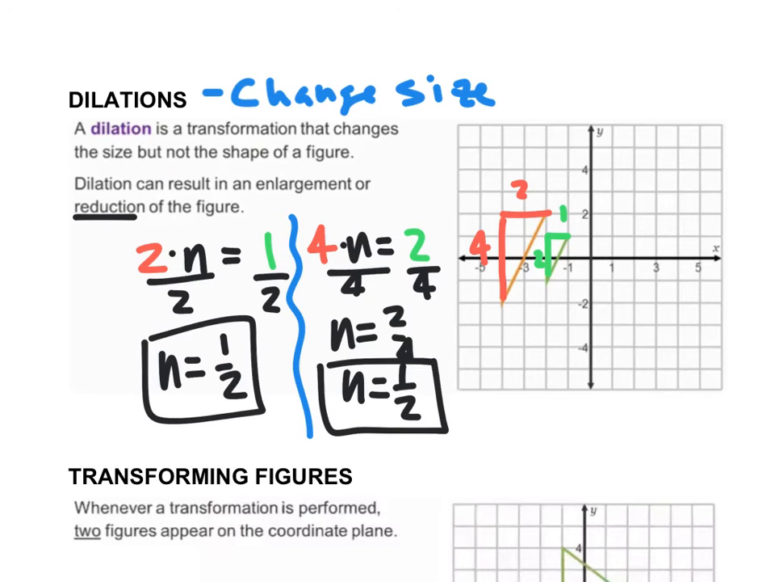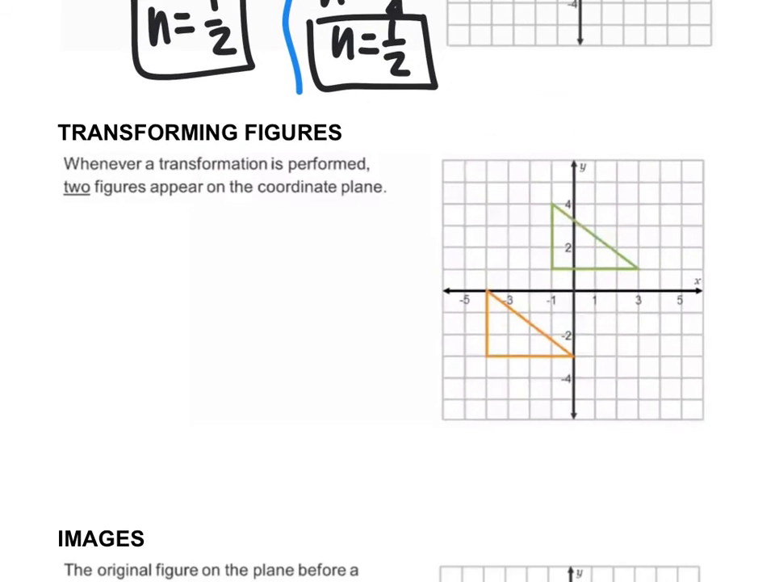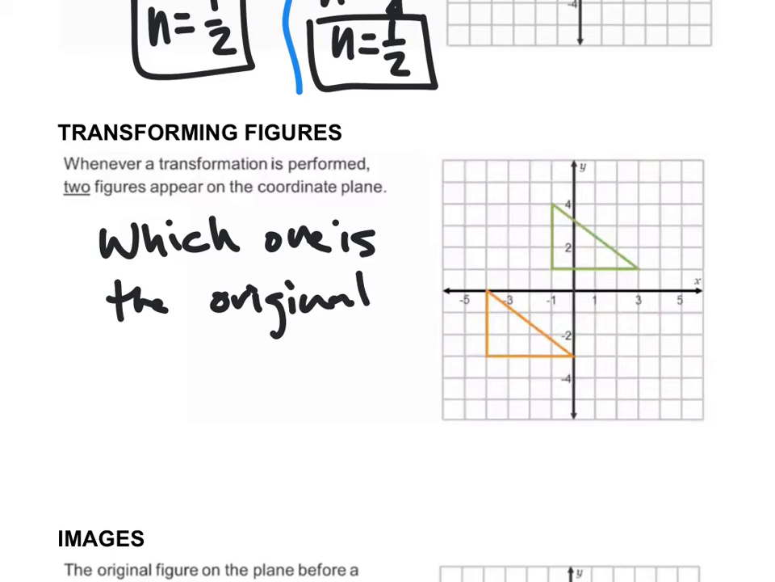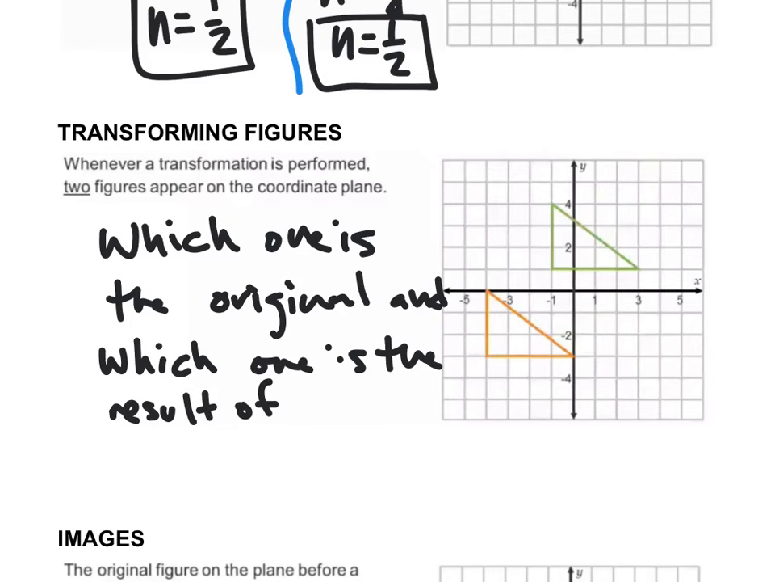So when we're transforming figures, whenever a transformation is performed, 2 figures appear on the same plane. And what we want to do is figure out which one is the original and which one is the result of the transformation.